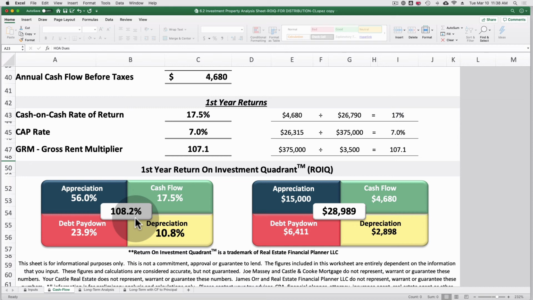And so, Joe, why do we put the numbers in here for after the person moves out and not calculate the numbers for while they're living there?